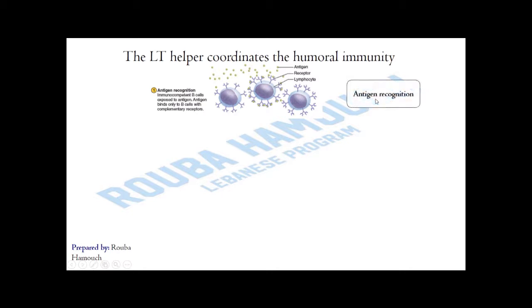The humoral immunity begins with the antigen recognition. It's the first phase. As you can see here, a B lymphocyte can be directly activated by a non-self antigen. An immunocompetent B lymphocyte, when exposed to the antigen, binds to it via its antibody, and thus the B lymphocyte is activated.